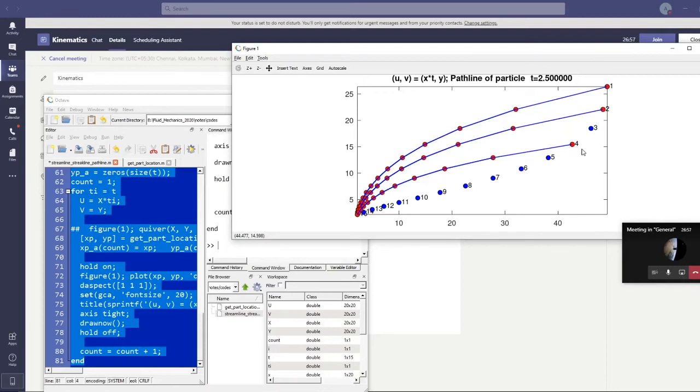But this particle was not the first particle. This particle was not injected at t equal to 0. It was injected at some other point in time, after particle 3 had gone into the domain. So now is it clear the difference between path line and streak line?